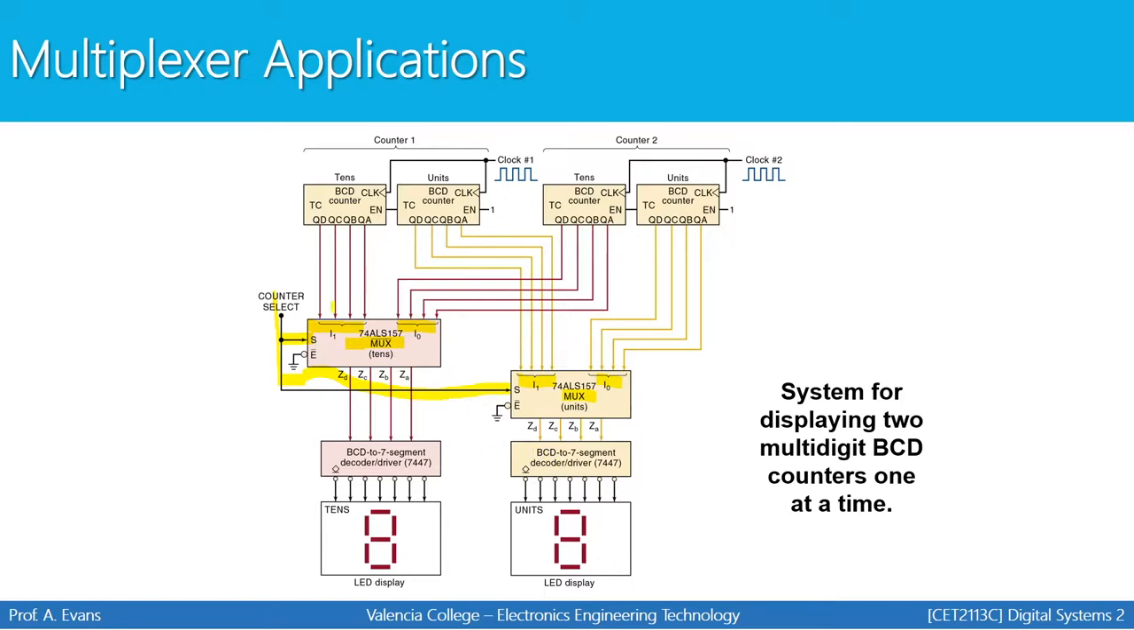So the inputs to these MUXes are from counters. We have a counter here. We have a counter here. A counter here. And a counter here. And the MUX basically controls which counter's output gets to be displayed. And again, that's all based off of your counter select input.